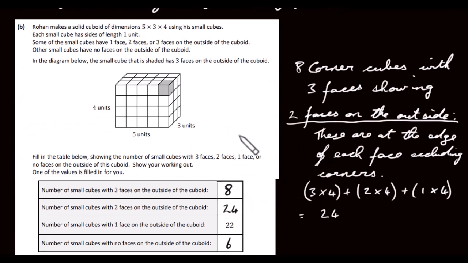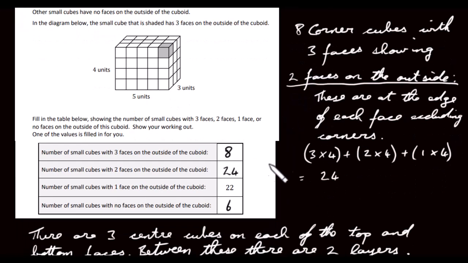Rowan makes a solid cube of dimensions 5 times 3 times 4 using his small cubes. Each small cube has sides of length 1 unit. Some of the small cubes have 1 face, 2 faces, or 3 faces on the outside of the cuboid. In the diagram below, the small cube that is shaded has 3 faces on the outside of the cuboid. Fill in the table showing the number of cubes with 3 faces, 2 faces, 1 face, or no faces on the outside of the cuboid. Show your working out. One of the values is done, so they did 22. These are the answers I got here anyway.